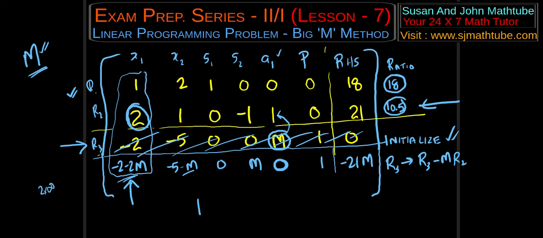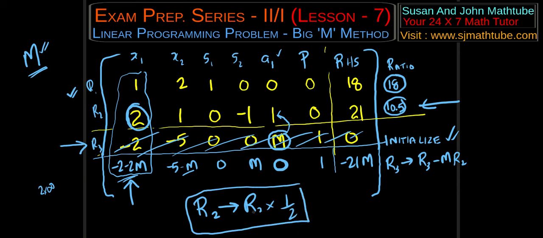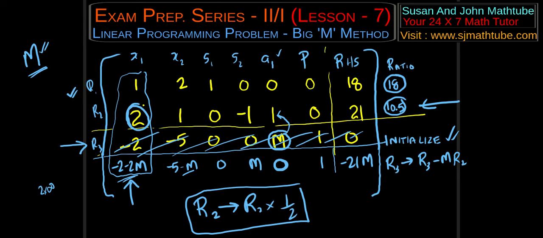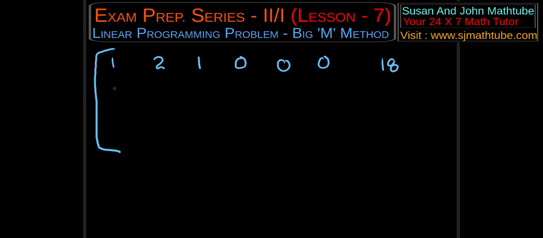Now what should we do? We have to make the pivot element 1 and the elements above and below the pivot to be 0. So R2 changes to R2 into 1 by 2. I'll repeat, R2 changes to R2 into 1 by 2. So let's go for the next column. Okay, so no change in the first row. So I get 0, 0, 0 and 18. But the second row is going to change because we are dividing throughout by 2. This is 1, 1 by 2, 0, minus 1 by 2, and so on. So I get 1, and don't forget this is our pivot.